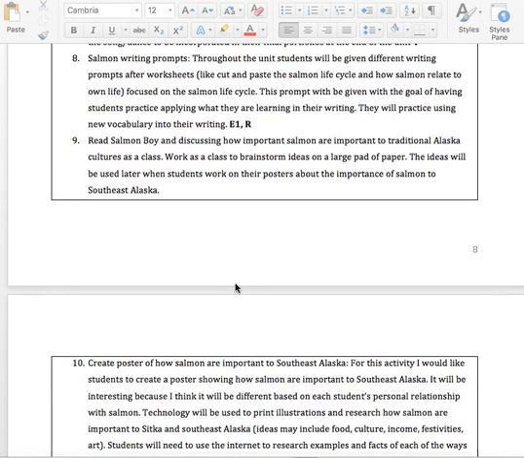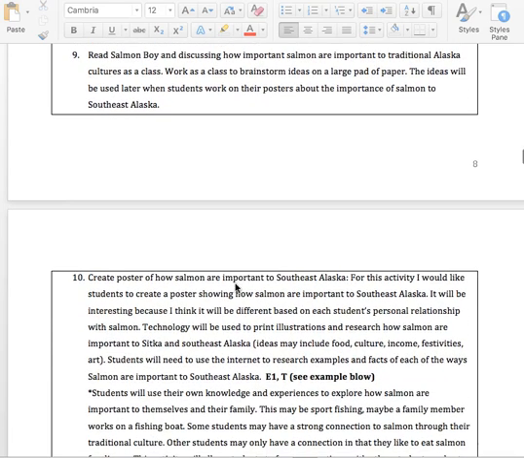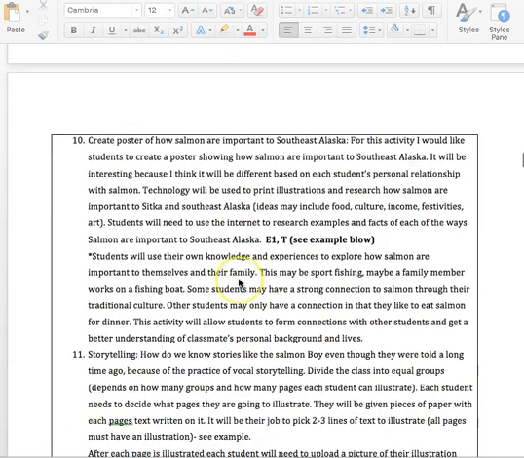Number 8, this is about salmon writing, spoken about earlier. Then number 9 is more related to reading Salmon Boy, and then they will discuss how this is important to Alaska Native culture, salmon, and storytelling.